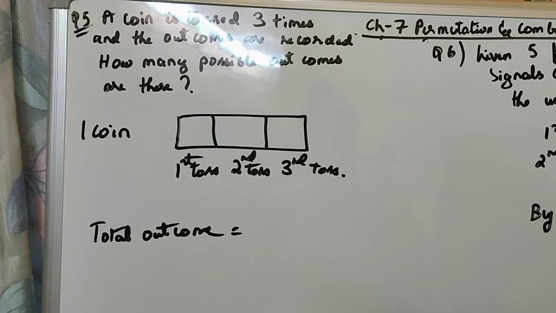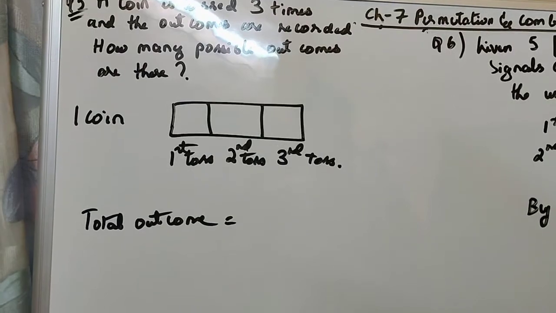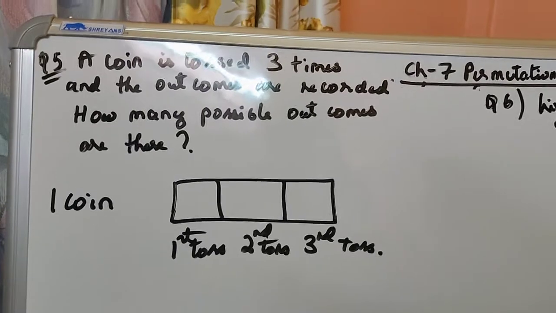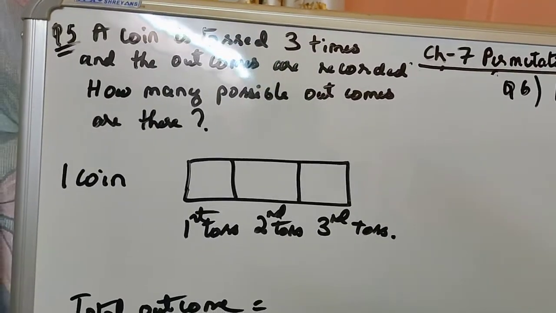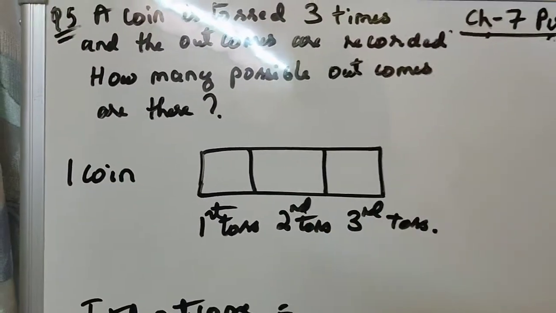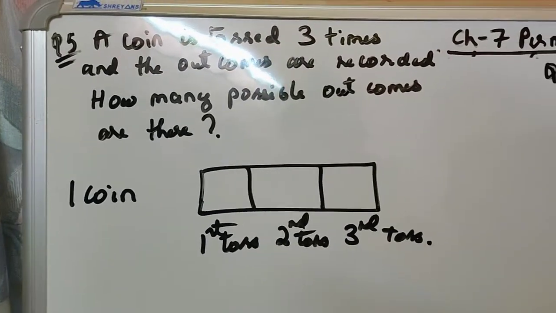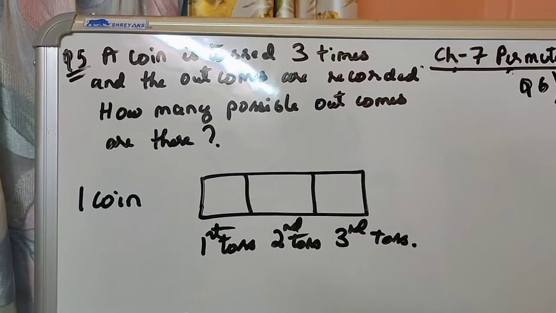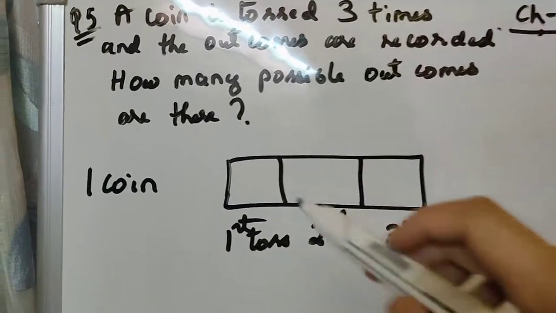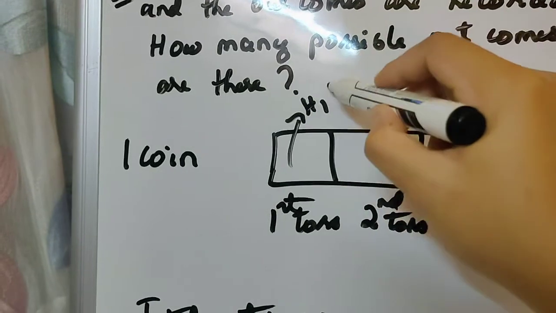A coin is tossed 3 times and the outcomes are recorded. How many possible outcomes are there? Now a coin means only one coin, and one coin is tossed 3 times. So I am making 3 boxes, for the first toss, second toss and third toss. When you toss a coin, the outcomes are always head and tail only. So in the first toss also, what you will get is head and tail.